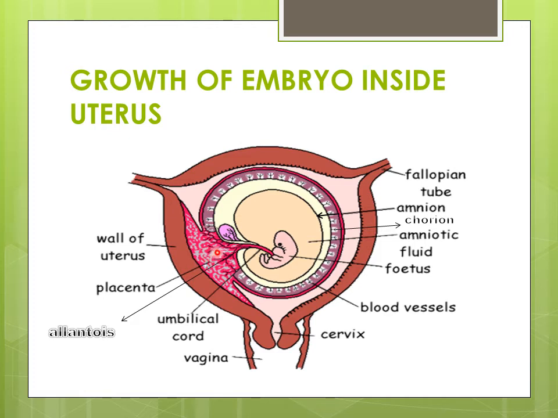And a cord containing blood vessels connects the placenta and the fetus, and this is called the umbilical cord. How is this placenta formed?